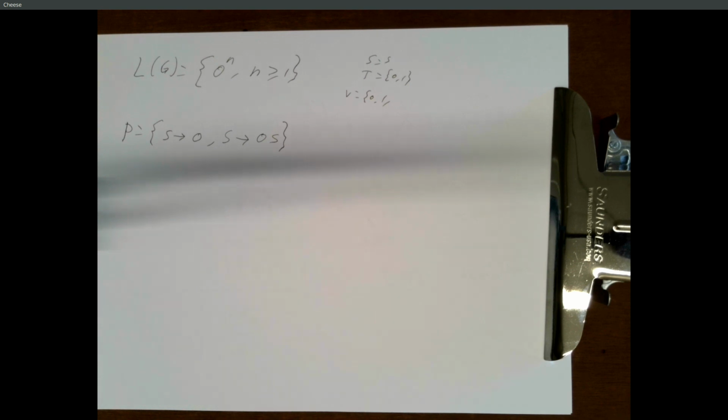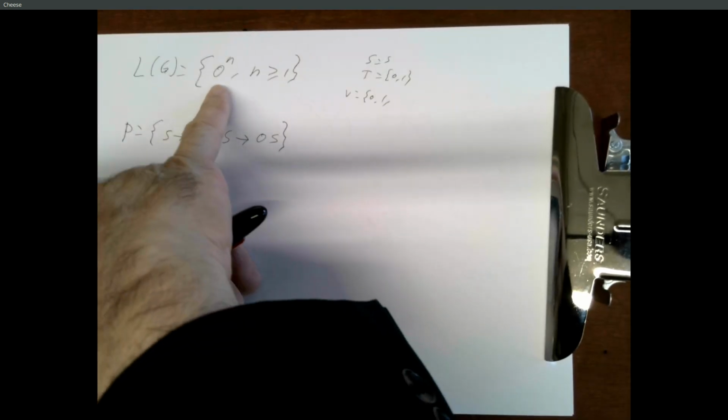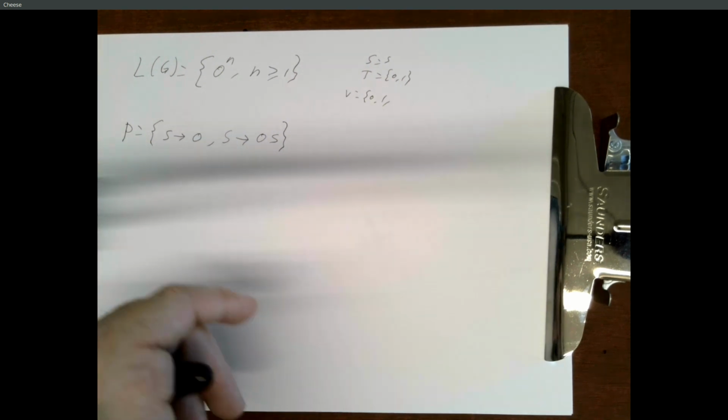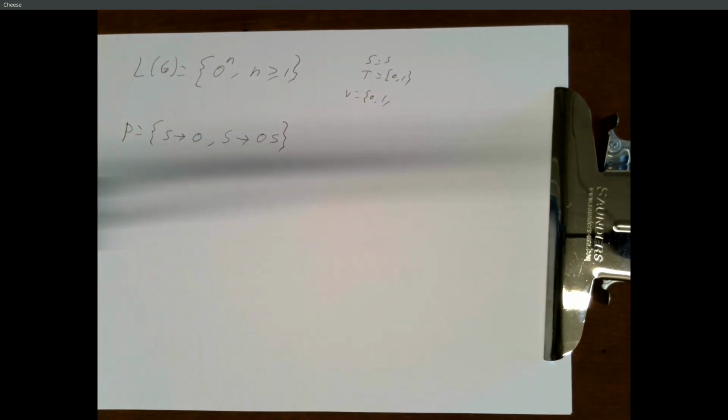Do you need an S to lambda as well? If we wanted to allow the empty string, yes. But since n is bigger than or equal to 1, this has to be at least 1 zero. So we're just not having the empty string. If this was bigger than or equal to 0, then yeah, go to lambda.